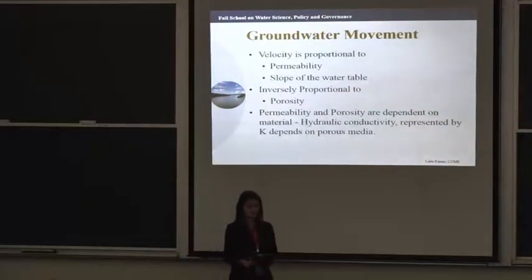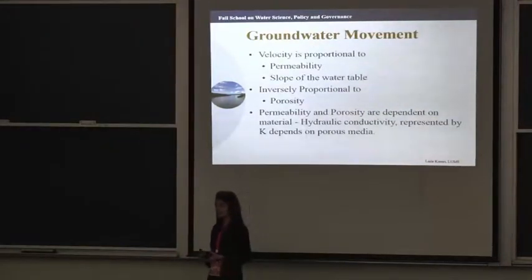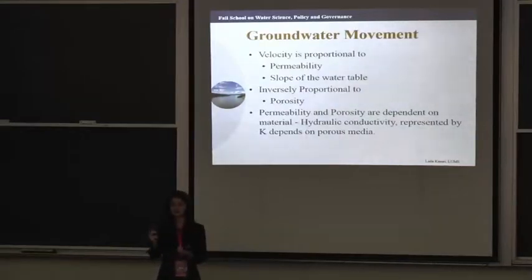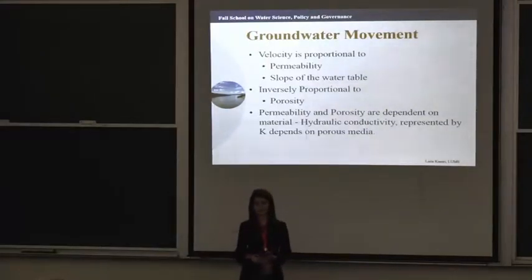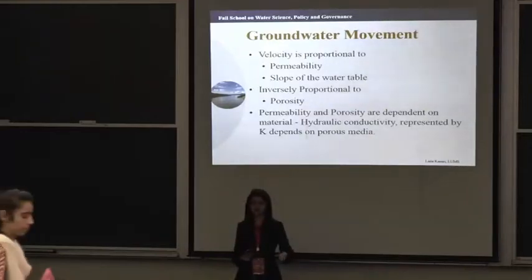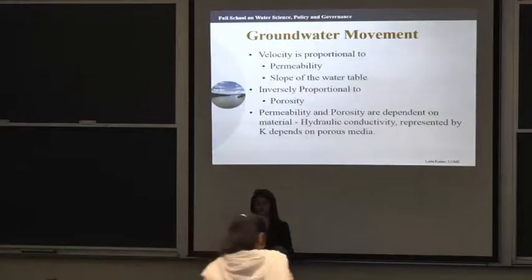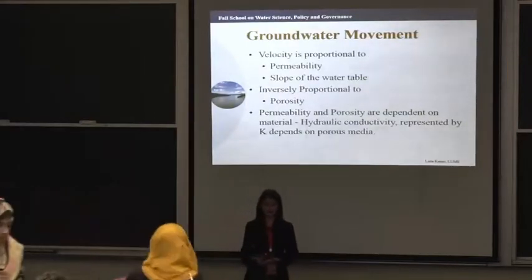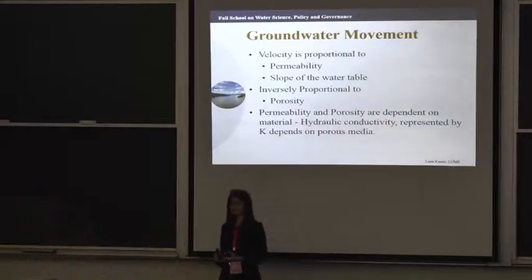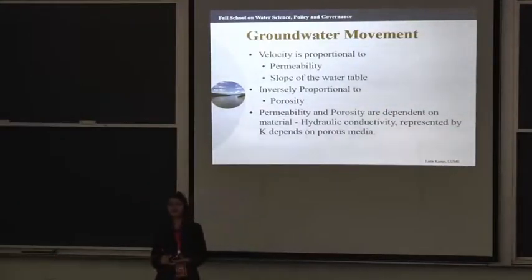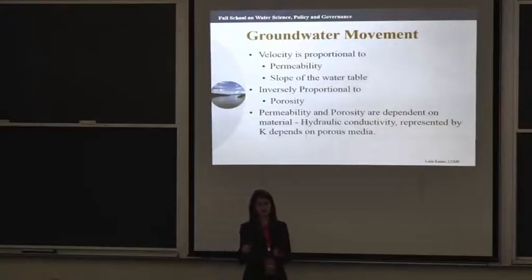The velocity of groundwater is determined by permeability. Again, permeability means the ability of the soil particle to transmit water, not store but transmit. It also depends on the slope of the water table. If the water table is at a very high slope, then the water can flow quickly, and that's due to gravity. And it's inversely proportional to porosity. If you have too much porosity, then the water just stays there and gets stored rather than moving. So porosity is good for storage, but it's really bad for movement.